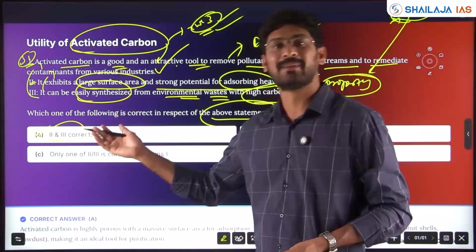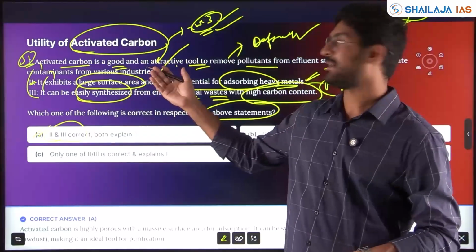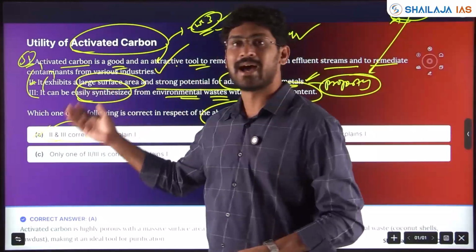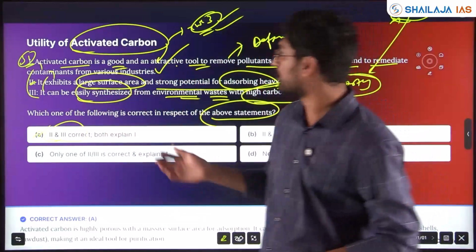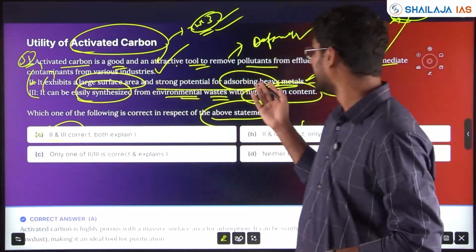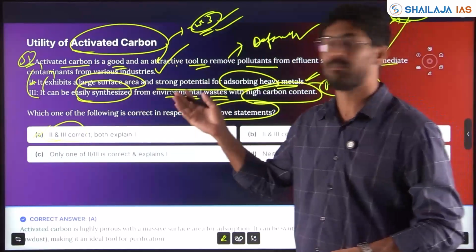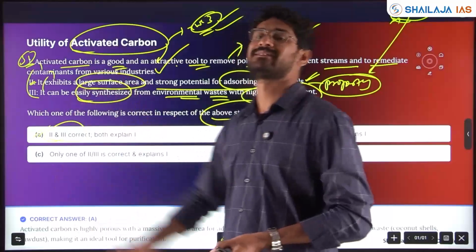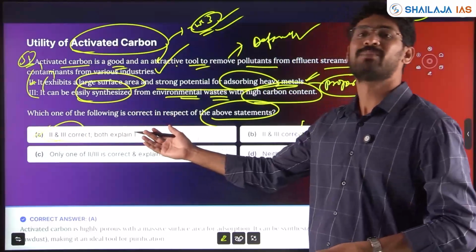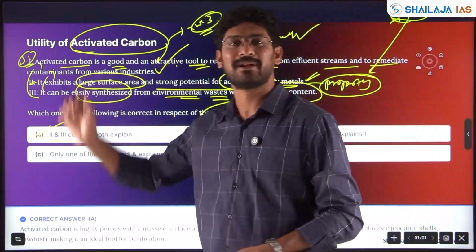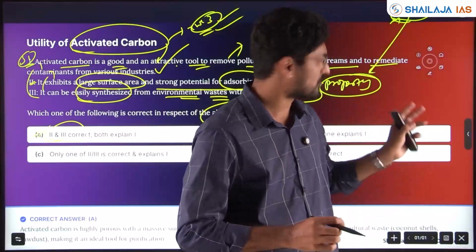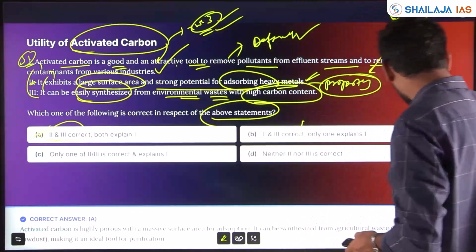tool. Why? It can be easily synthesized, therefore it's a good and attractive tool. It exhibits a large surface area, its functionality is very good, with strong potential for absorbing heavy metals and heavy pollutants. That also explains statement 1. So both statements 2 and 3 are correct and both explain statement 1. So that was 5 questions in 2025, my friends.